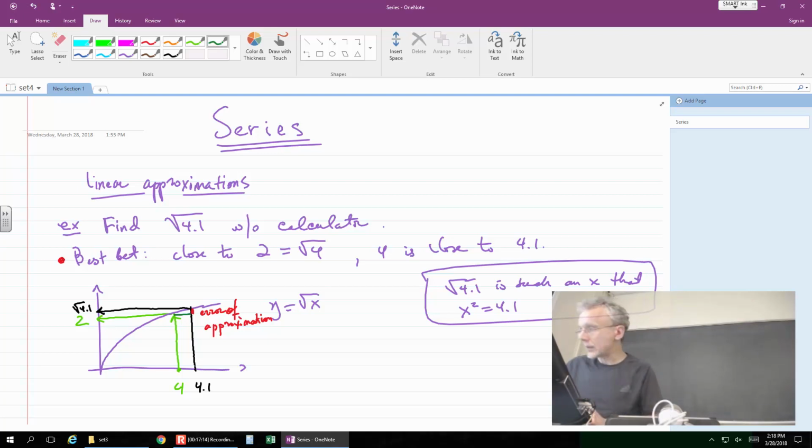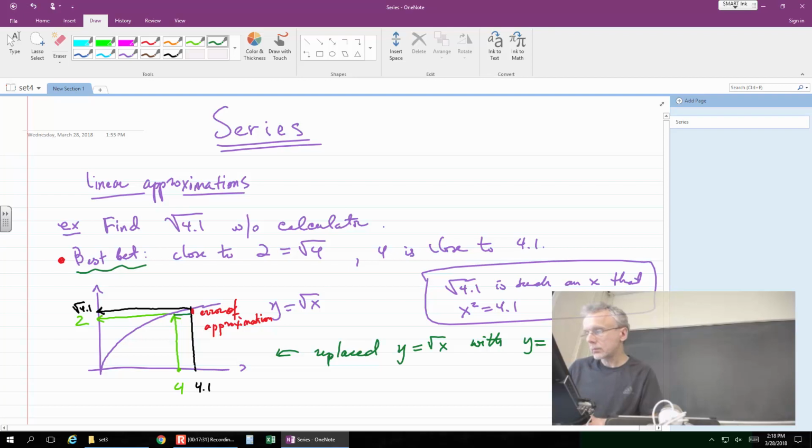And the idea is, in the first approach, this best bet as I put it, what we did is we replaced y equals square root of x with y equal 2. So one complicated function was square root of x. We only know a few values of that function on the graph, so we replace it with one of those points. So square root is known for some value.